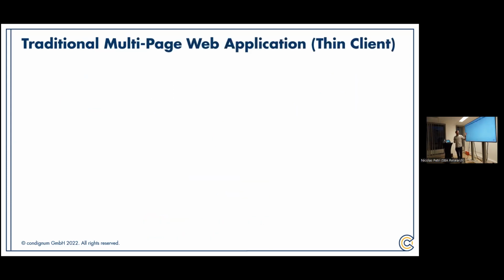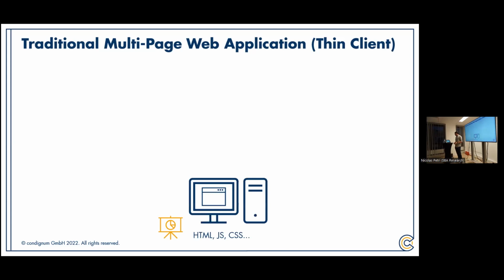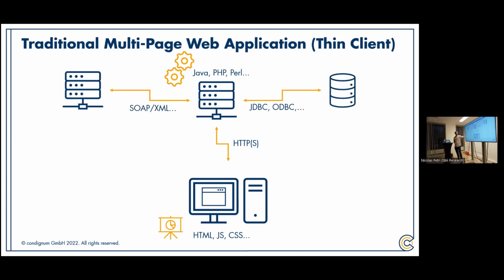Almost at the same time, the traditional multi-page web applications evolved or became more prominent, and they were actually designed as thin clients most of the time. So we replaced the rich client with a browser and had some minimalistic web page in it with mainly HTML and CSS and a little bit of JavaScript. So it was mainly for presentation of the data, and all the business logic was located on the server. And we talked with HTTP or maybe HTTPS sometimes. And again, they had some kind of database and some kind of other backend connection.